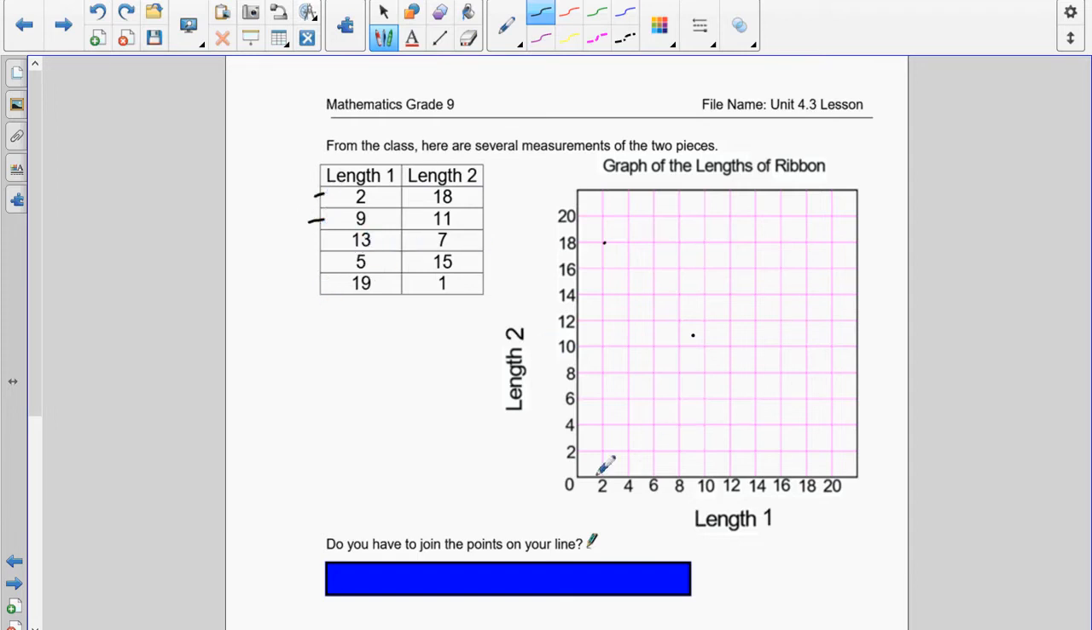Now 13 and 7, go over to halfway between there, and go up to 7, which is between 6 and 8. There's my next piece. And then 5 and 15, 5 and 15 is right there.